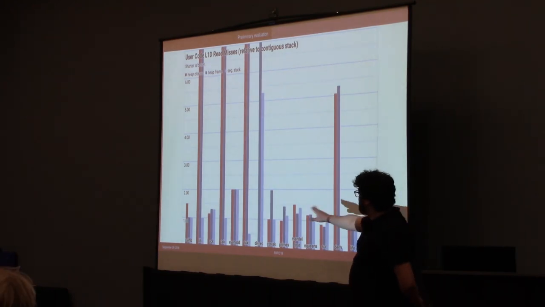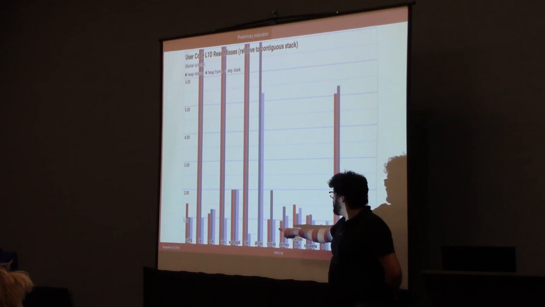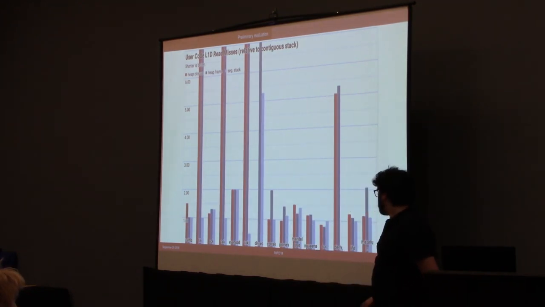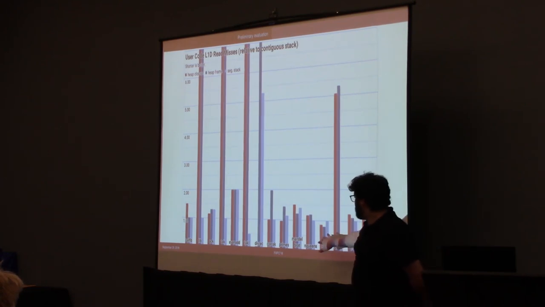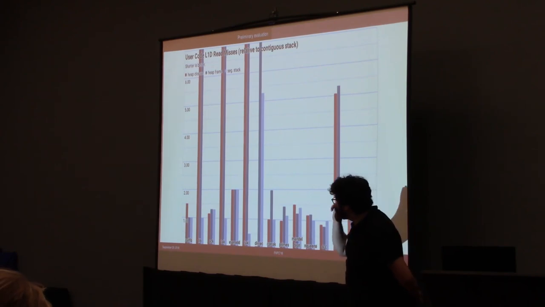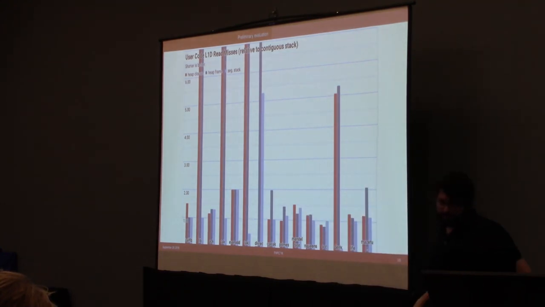I guess other than these really spiky ones, you may be surprised to see that our read misses are not so bad for heap closure. For example, in the primes benchmark, we're actually beating both contiguous linked frames and segmented stacks. But otherwise, say for SCC, we also do better. Oh, this is relative to the user stats, right? Yeah. All right.